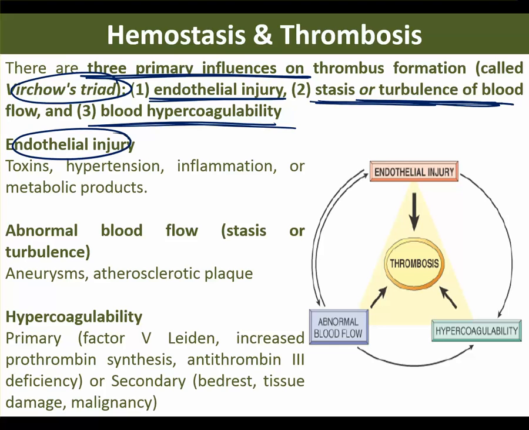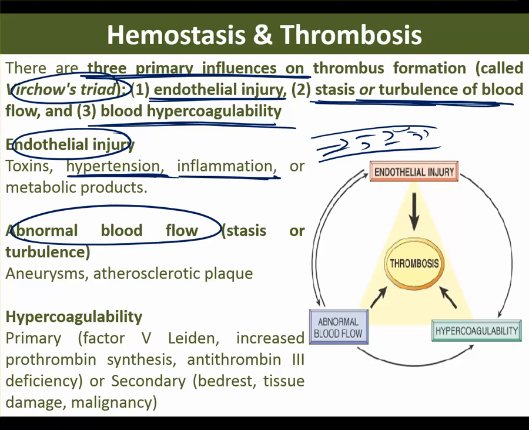Endothelial injury, for example in hypertension. If the person has high pressure in the blood, that can damage the endothelium, because endothelial cells are very delicate. If the endothelium is damaged, what will happen? The basement membrane is exposed, the subendothelial area is exposed. What do we have in the subendothelial area? Von Willebrand factor. Immediately platelets go and attach. So hypertension or inflammation will damage the endothelial cells.